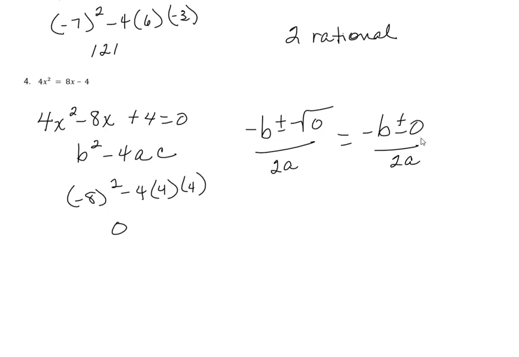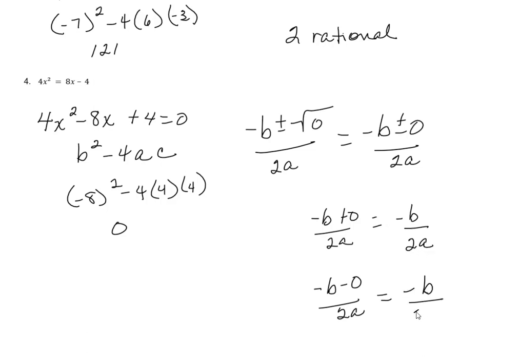And when I add 0 and subtract 0, negative b plus 0 over 2a and negative b minus 0 over 2a, either way, I end up with negative b over 2a for that answer. These two things here are the same. So I have one rational answer.